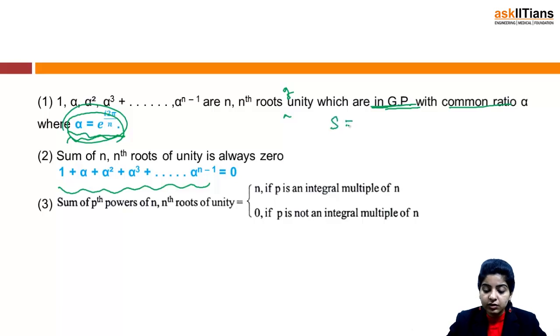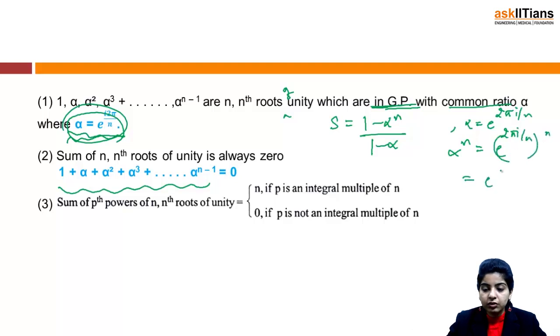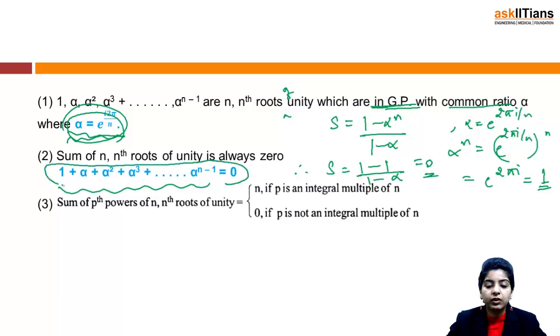How do we get this? Let us assume the sum S to be 1 minus alpha raised to n by 1 minus alpha, where alpha we know is e raised to the power 2 pi i by n. So alpha raised to n would be e raised to the power 2 pi i. So this becomes 1, right. So alpha raised to n becomes 1, and therefore S is 1 minus 1 by 1 minus alpha, which becomes 0. So you have this result that the sum of nth roots of unity is always 0.